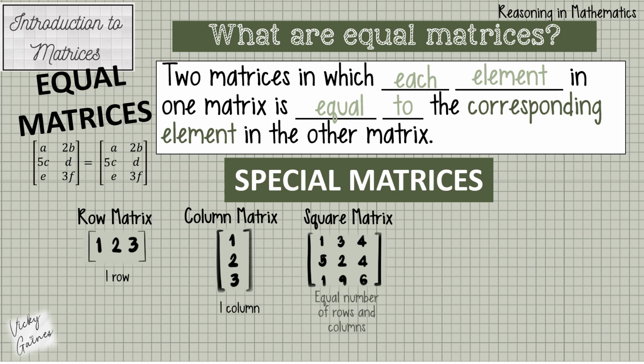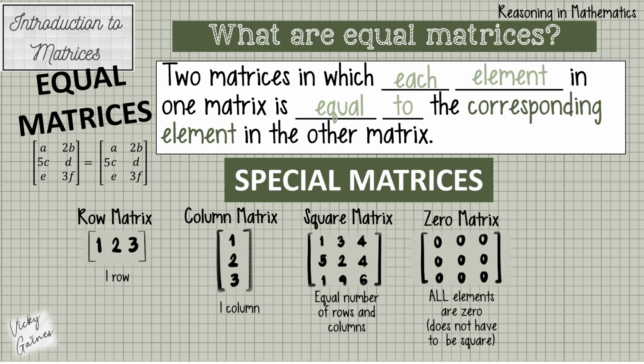A square matrix has an equal number of rows and columns. That is a 3 by 3. You could have a 2 by 2. You could do a lot of different things. It doesn't have to be a 3 by 3, but the number of rows and the number of columns have to be the same. Zero matrix: all elements are 0. It doesn't have to be a square. That's a 3 by 3, but it doesn't have to be that size.